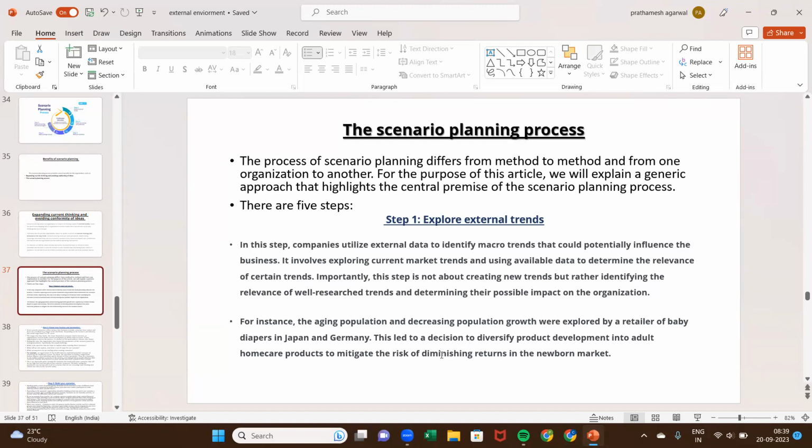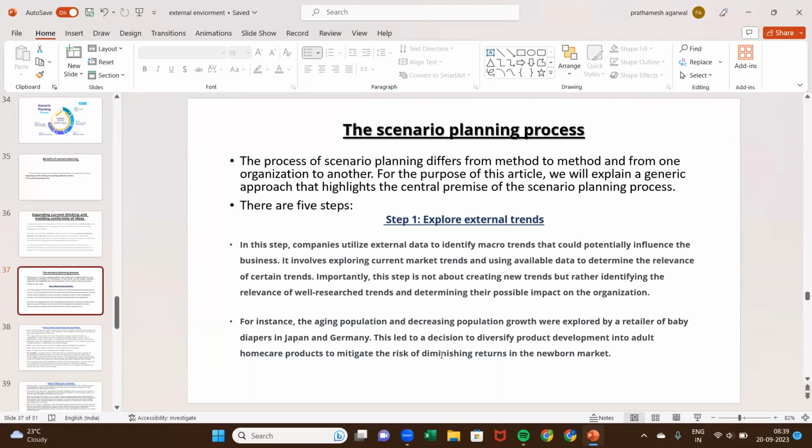Now, how was this diversification done? It was not done all of a sudden. They had to do some market research. When they did the market research, they took the demographics of that place, like the demographics of Japan and Germany. That means which age group people are more. So, what did they analyze? What was the outcome? That the aging population was more. All the oldies, goldies, all the senior citizens were more in number, and the young people were less in number.